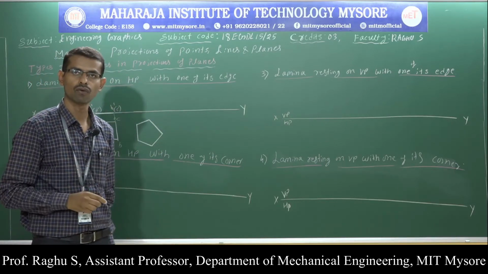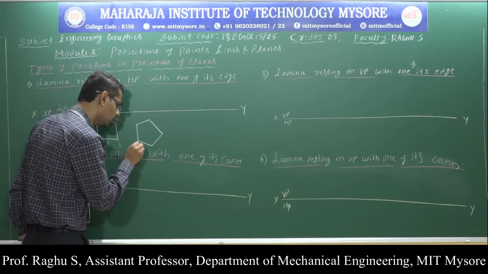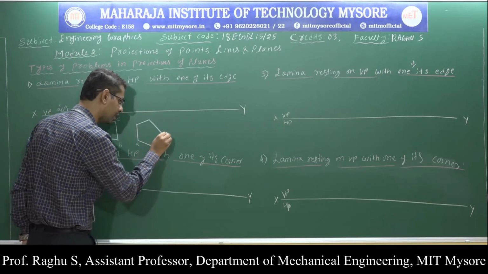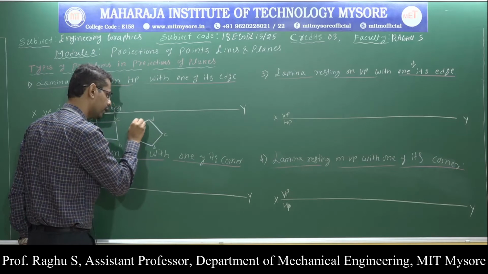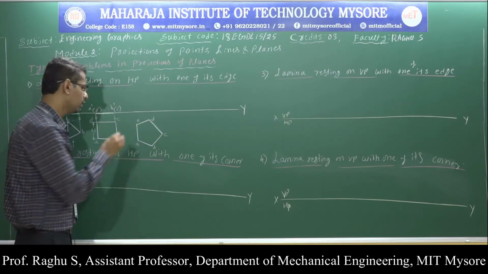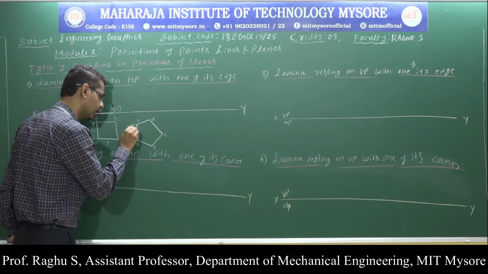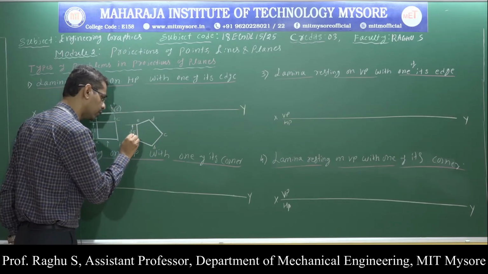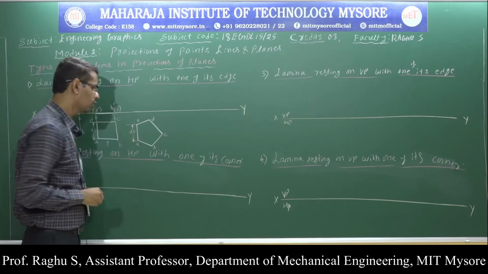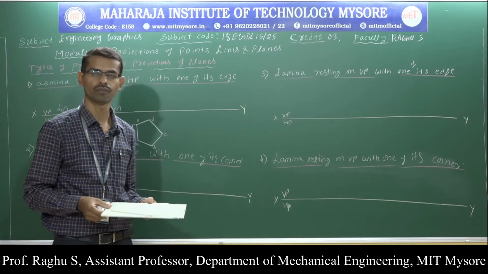The pentagonal lamina consists of 5 corners. Therefore, do the naming A, B, C, D, E. Then indicate the dimension. Draw extension line. So let it be 25. So I have completed the top view.